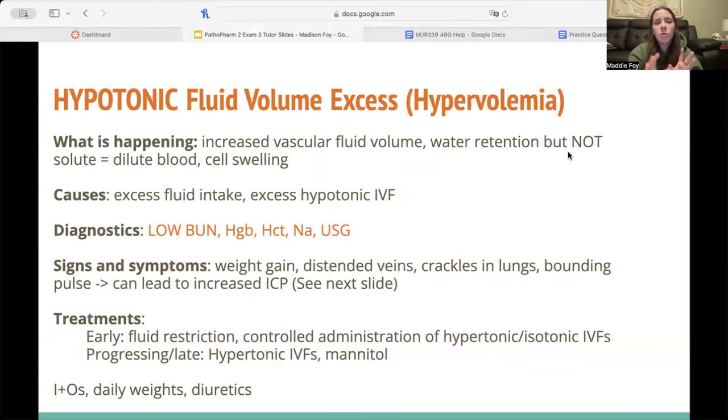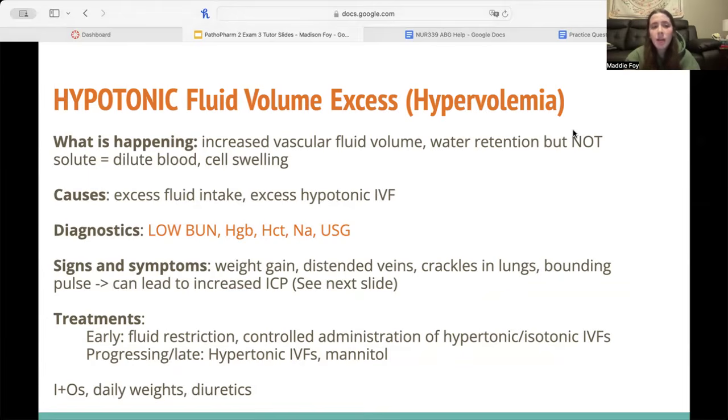Alrighty, so then we're moving on to fluid volume excess. So in this case, for a hypotonic FVE, you have increased fluid volume, like with water retention, but your solute, your sodium, for example, is not changing. It's not increasing. So there's that imbalance there, primarily caused by excess fluids and specifically excess administration of hypotonic intravenous fluids.